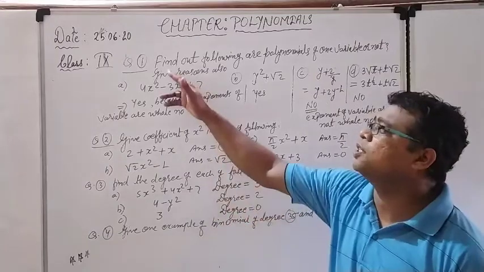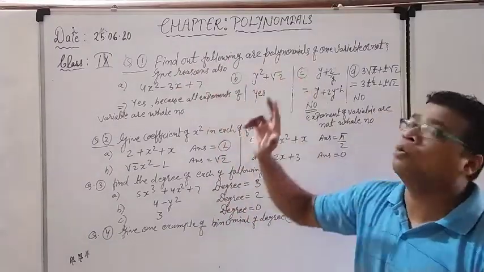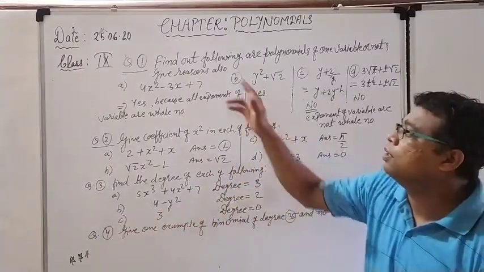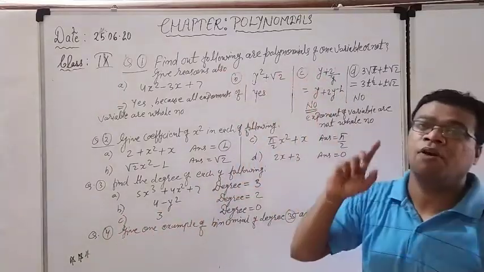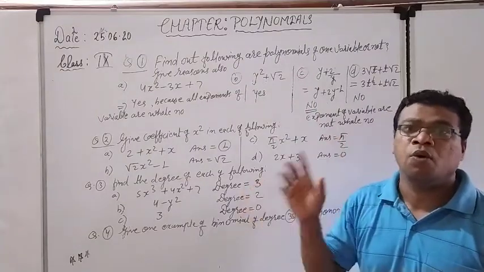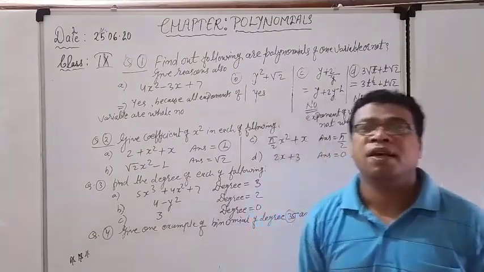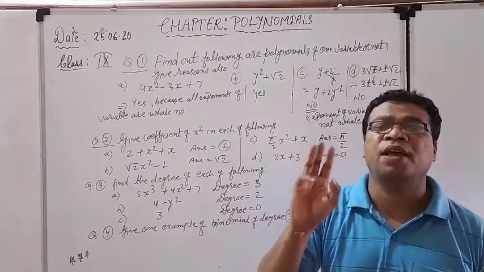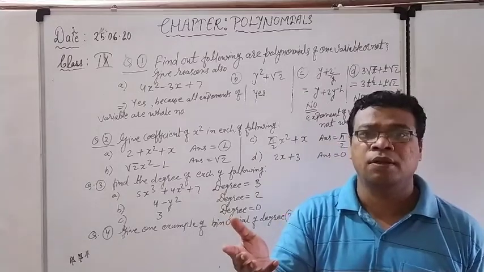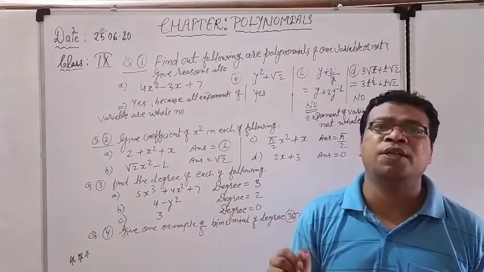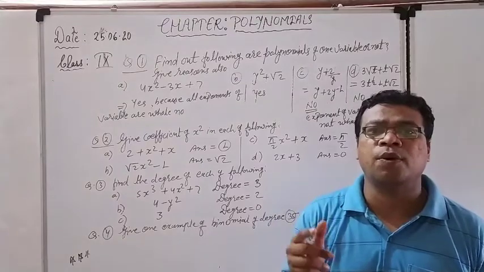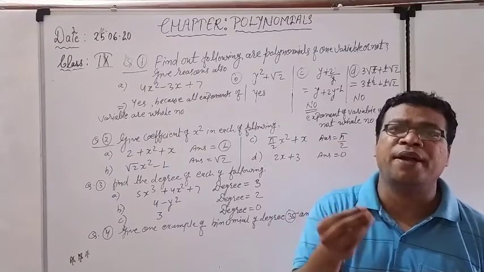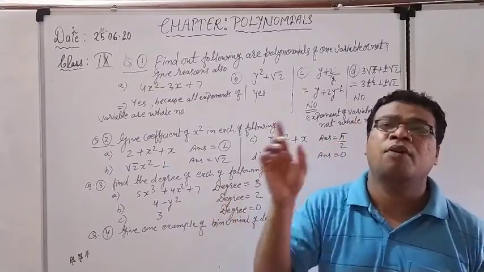See here, the first question is: find out whether the following are polynomials of one variable or not. Read the question carefully. What is the meaning of one variable? If it is a polynomial, no problem, but if there are more variables, like three variables x, y, z, or two variables x, y, right now we will write down that it is a polynomial, but we only have to find out polynomials of one variable, yes or no.